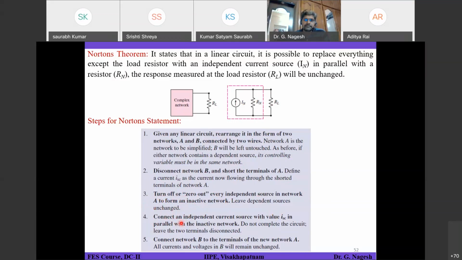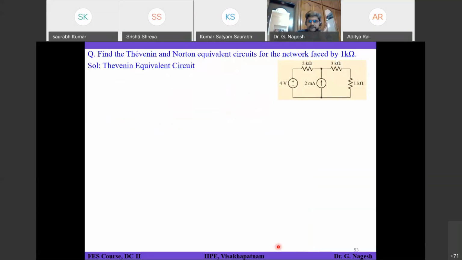Connect an independent current source with value ISC in parallel with the inactive network. Do not complete the network; leave the two terminals disconnected. That is called Norton's equivalent circuit. Then connect network B to the terminals of network A to find out what is happening in network B. The rules are exactly the same. The only thing is that here you have to find the short circuit current. We will see with an example.